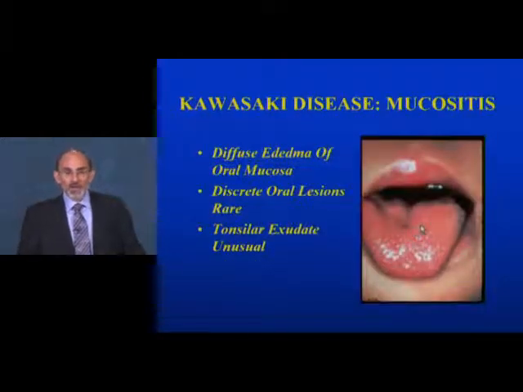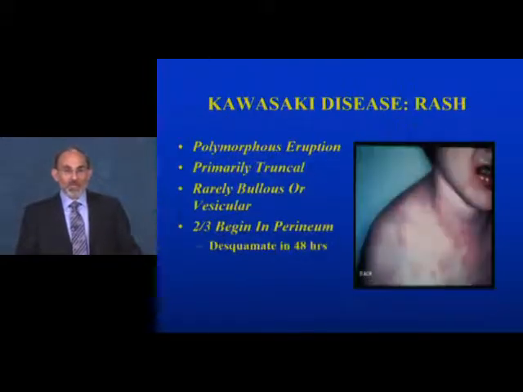So the characteristic finding in the mouth is the strawberry tongue. This has to do with exfoliation of the small papillae, and the large papillae become prominent, whereas the exfoliated areas become red and raw. They don't often get discrete oral lesions, and tonsillar exudate is also more suggestive of an infection than of Kawasaki disease.